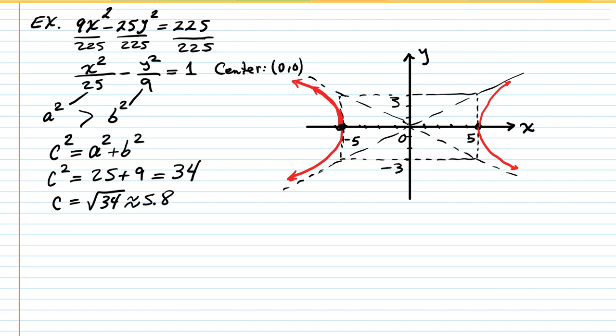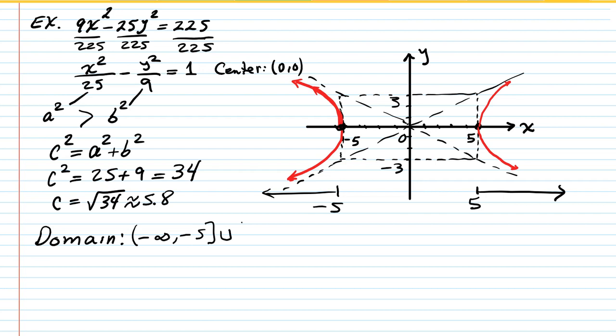Now, domain and range of the function. Well, this is not a function, it's just an equation. Remember these conic sections, ellipse, circle, and hyperbola, they're not functions. So for the domain of this equation, x can exist from 5 to infinity, and on the negative side, from negative 5 to the left. So our domain is going to go from negative infinity to negative 5, union 5 to infinity. Both 5 and negative 5 are included. That's the domain.